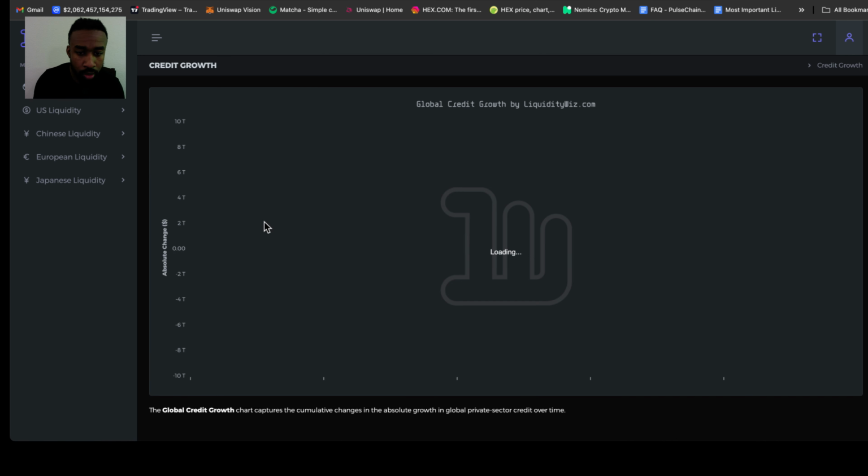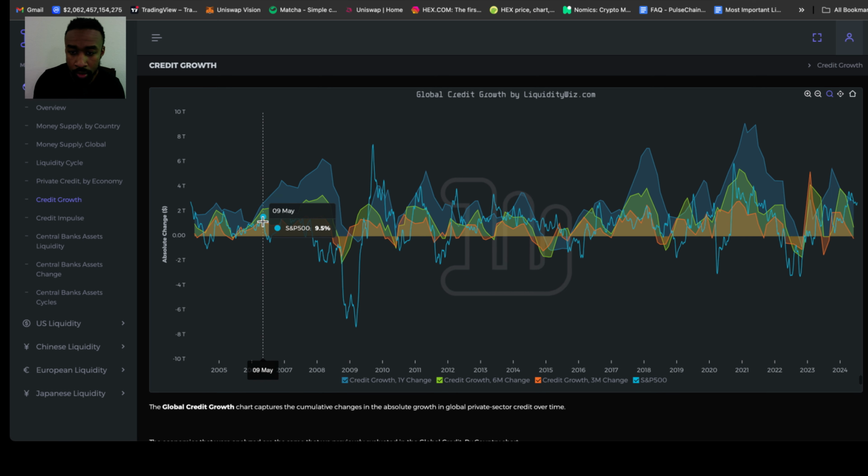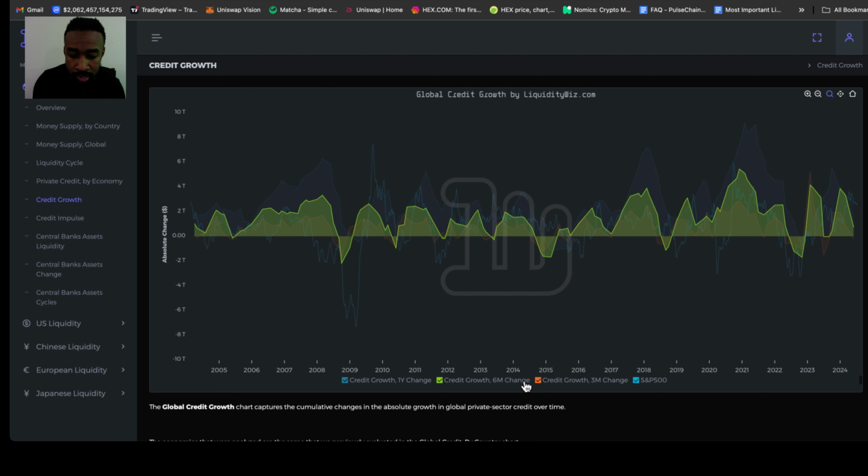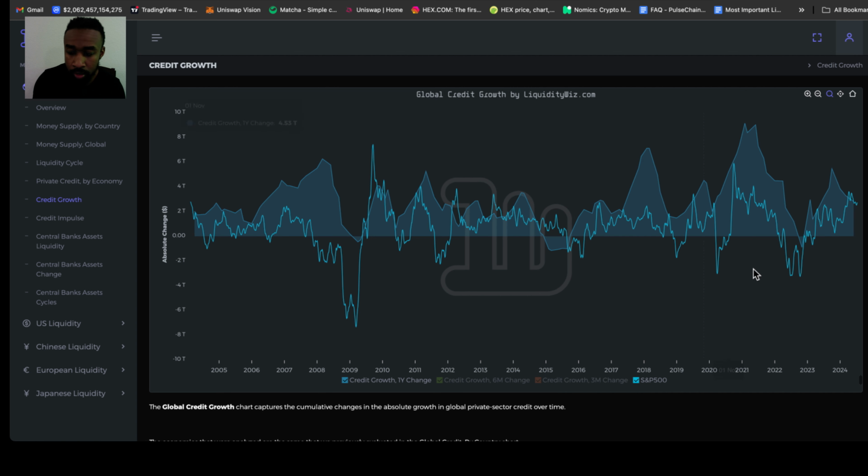Now, credit growth. Credit growth is something that we can monitor and look at as well. And so we could look at different changes over certain periods of time. Really, the one that I'm most interested in is the yearly credit growth. So the yearly credit growth is positive. This is what we felt once again from October of 2023.